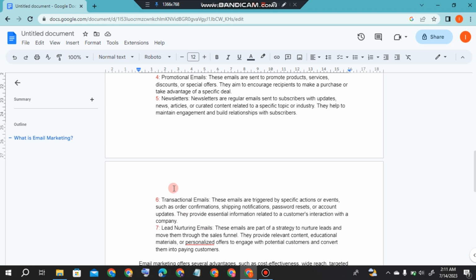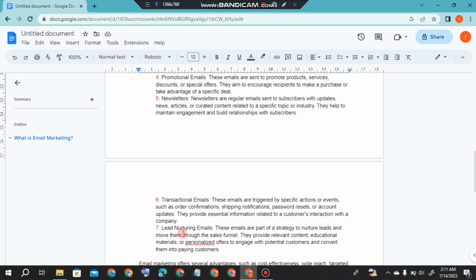Number six, transactional emails. These emails are triggered by specific actions or events such as order confirmation, shipping notification, password resets, or account updates. They provide essential information related to customers' interaction with a company.